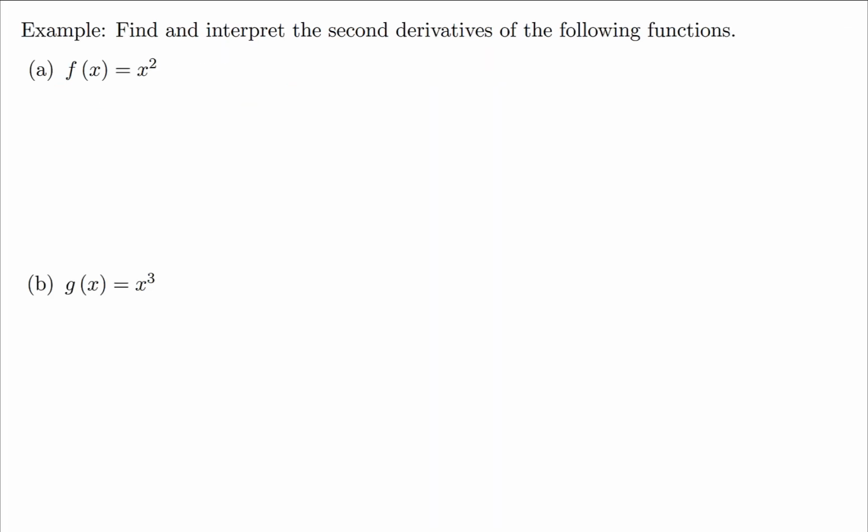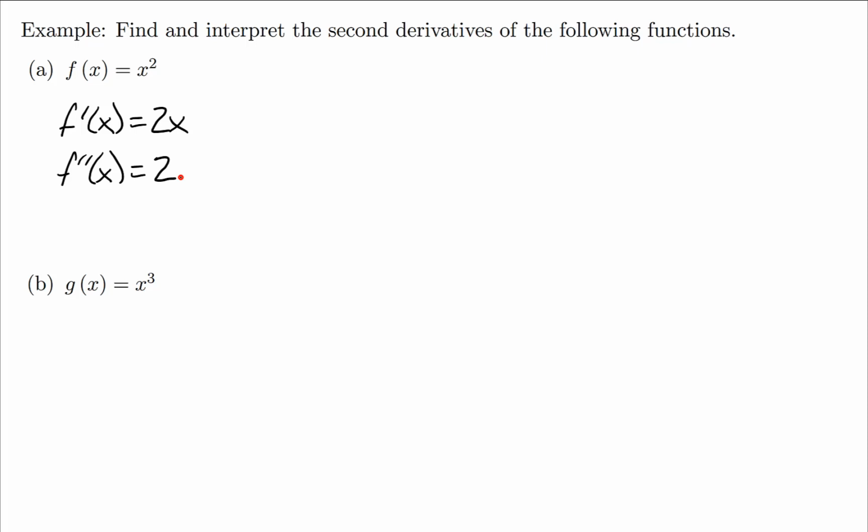Since we know how to take one derivative, we can also take the second derivative. So let's go through that. f prime of x, when we have x squared, would be 2x. f double prime of x then would be the derivative of 2x, which is 2. Now remember, the second derivative talks about the concavity.